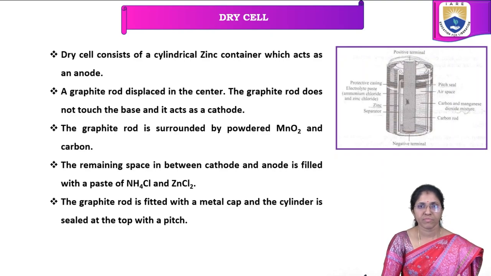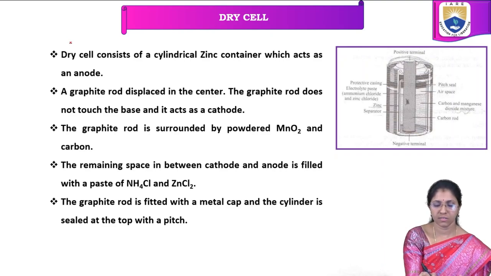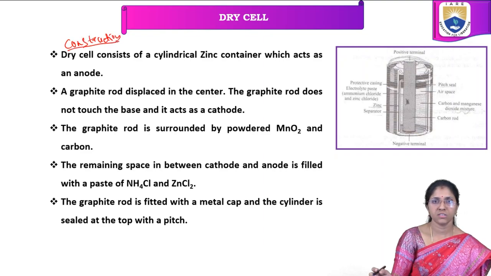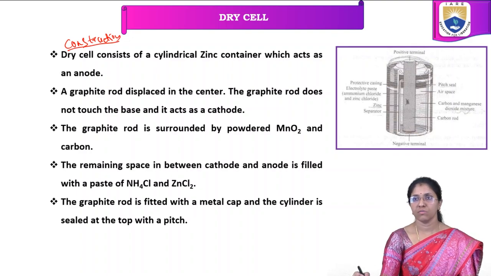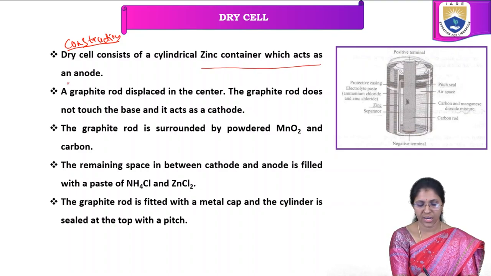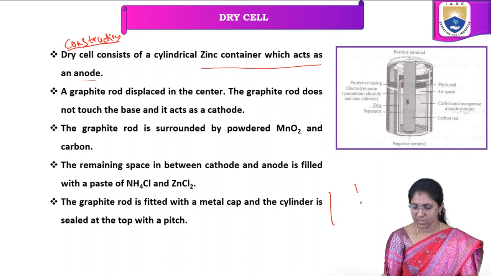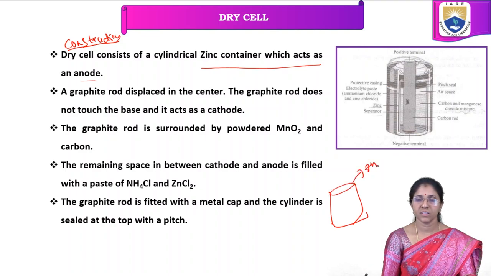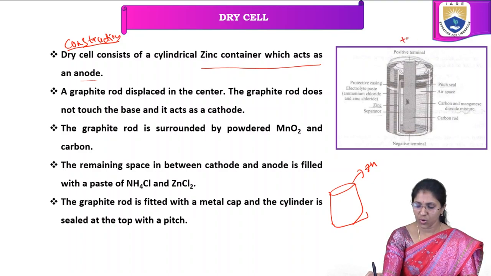This is the construction of the dry cell. The dry cell consists of a cylindrical zinc container which acts as the anode. Zinc acts as anode. Here this is the positive terminal and this is the negative terminal.